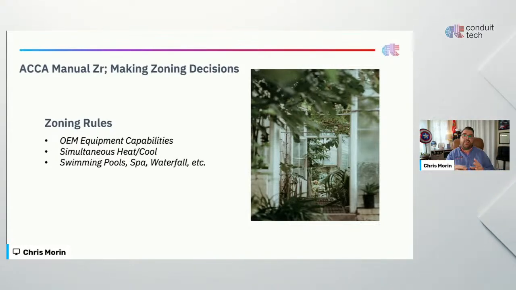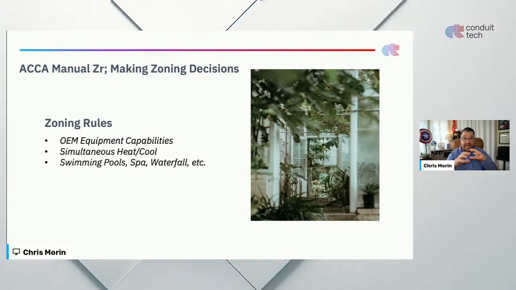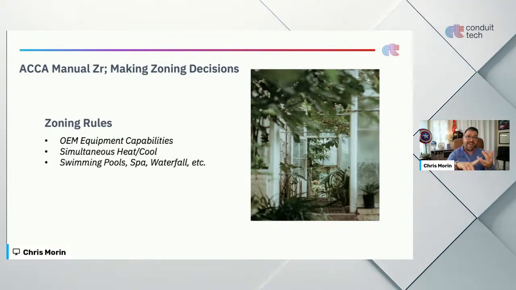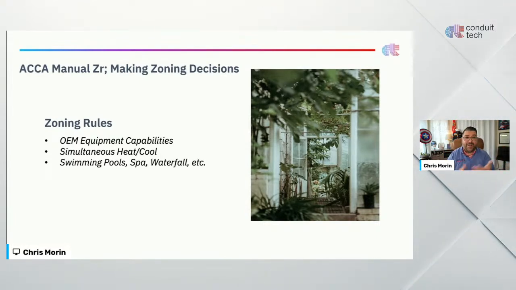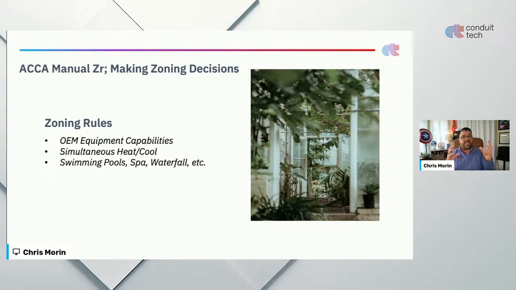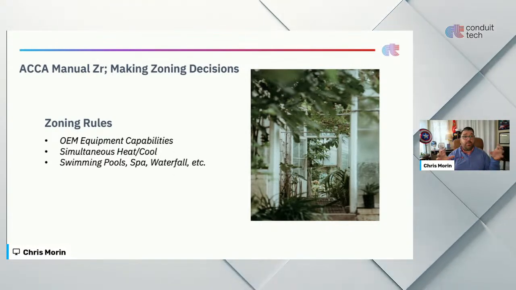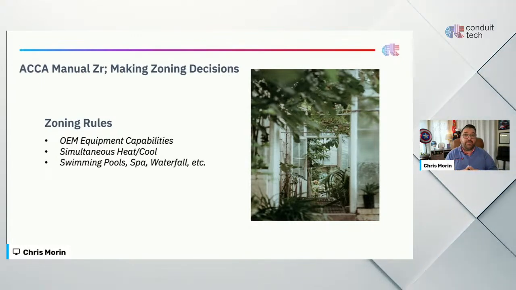So we have to consider the equipment capabilities, how far they can ramp down, and really make sure that we're going to provide comfort, because by zoning the home, that's the whole point. We're going to provide comfort, not equipment failures and high electric bills and an uncomfortable space, right? Also, anytime you think that you could actually run heating and cooling at the same time in a home, you should zone that out with equipment, or make sure your equipment has that capability.